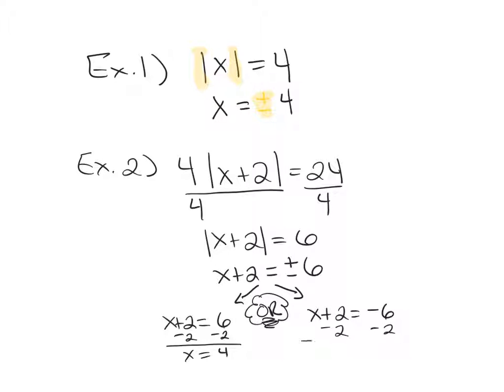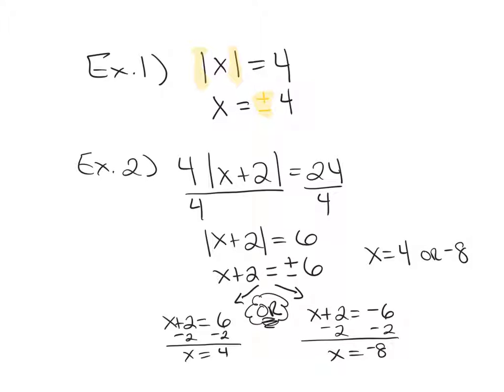Well, you guys already know to subtract 2 from both sides, and we get x equals 4, or x equals a negative 8. So you would write your answer as x equals 4 or negative 8. And then in order to check your problem, you would plug one in at a time to make sure that they both still worked.